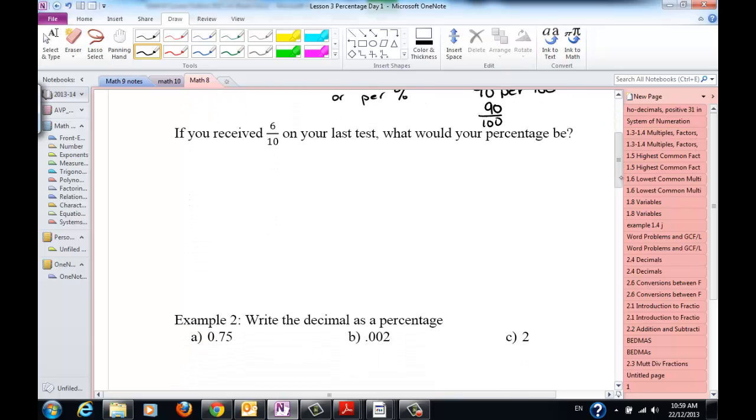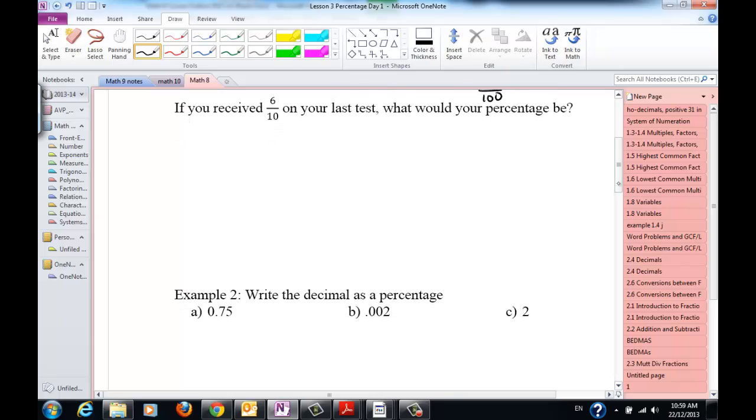If you received 6 out of 10 on your last test, what would your percentage be? Well, with percentage, we want to be able to compare it. We want to know what you got out of 100. So we need to change this so that it becomes per 100, or percent. We don't even need the word percentage there, we just need the percent sign. So if you got 6 out of 10, then all we're saying is what did you get out of 100? Well, that's pretty easy to do.